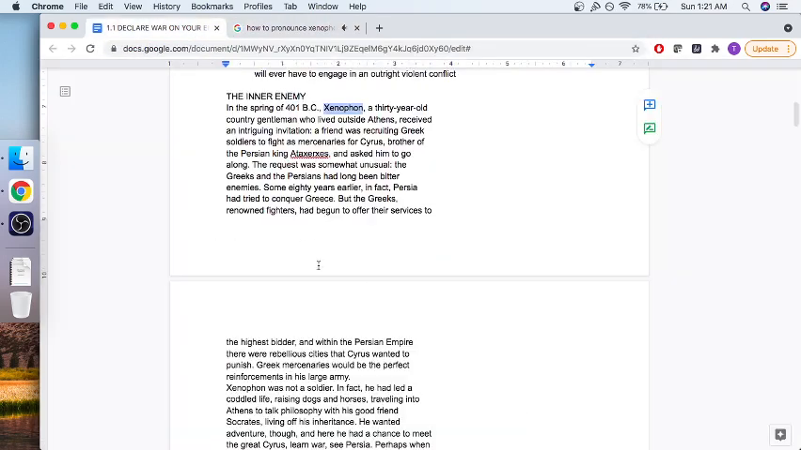Xenophon. In the spring of 401 BC, Xenophon, a 30-year-old country gentleman who lived outside Athens, received an intriguing invitation. A friend was recruiting Greek soldiers to fight as mercenaries for Cyrus, brother of the Persian king Artaxerxes.